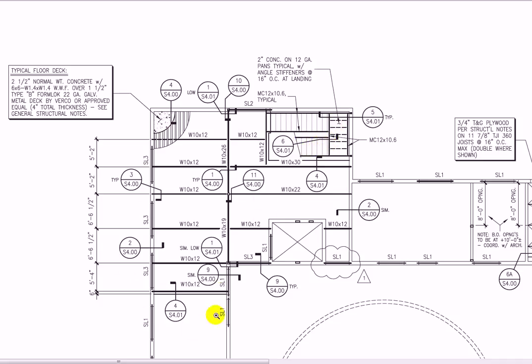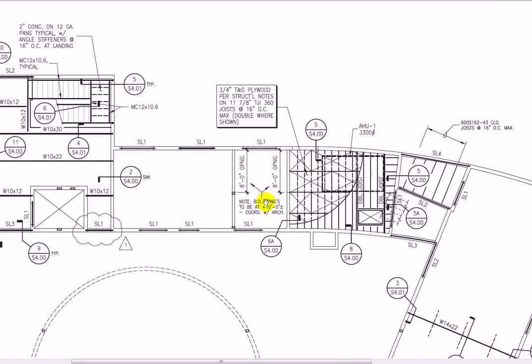So this is a little area. It's a concrete and steel framed little mezzanine. Let's pan around a little bit. Let's go over here. Now what I'm seeing here, tongue and groove plywood per structural notes on 11 7/8 TJIs. So TJIs, we'd have to go back to the notes, but a TJI is a plywood I-beam.